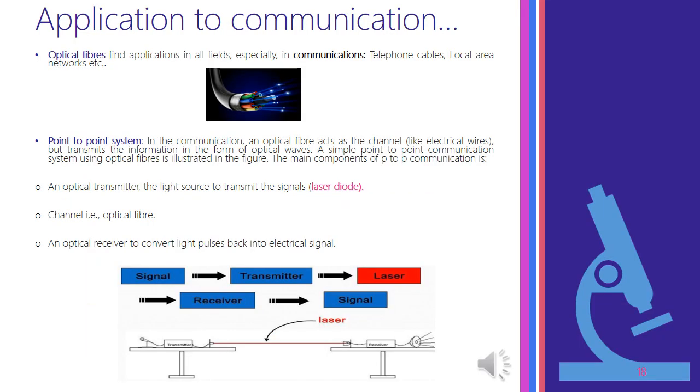The fiber finds application in all fields, especially in communication such as telephone cable. For example, in the simple point-to-point system of communication, the optical fiber acts as a channel like electrical wires, but transmits the information in the form of optical waves. The figure demonstrates the simple point-to-point system that consists of an optical transmitter that represents a laser diode, a communication channel, and an optical receiver.